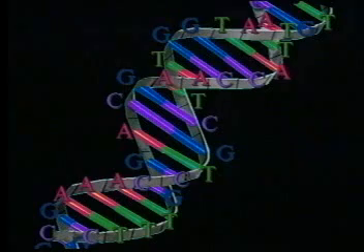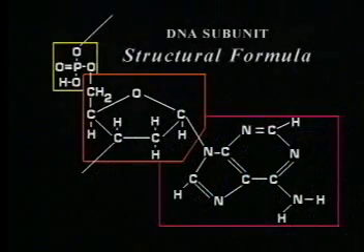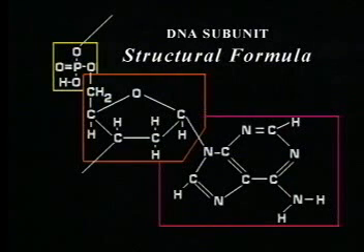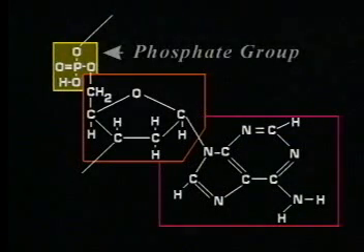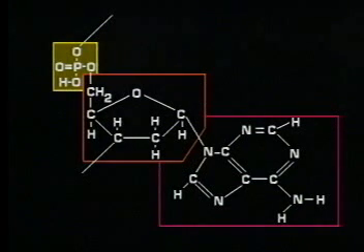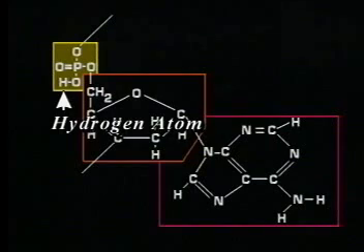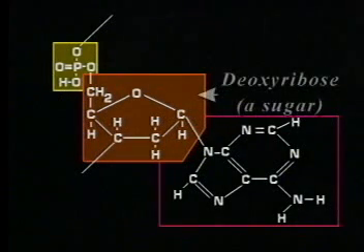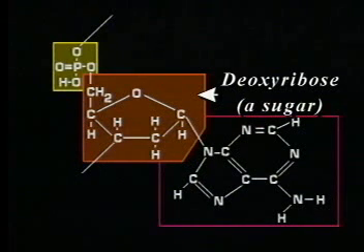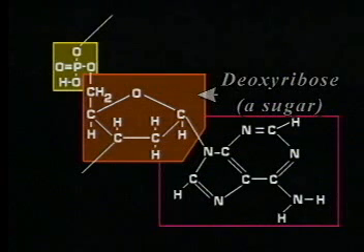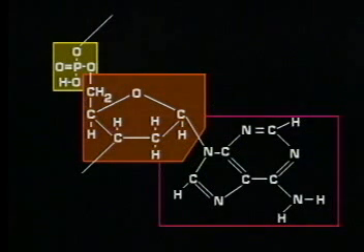To help visualize molecules, scientists use structural formulas like this one to show how their atoms are bonded together. For example, this structural formula shows that each DNA subunit contains a phosphate group composed of a single atom of the element phosphorus, P, bonded to 4 atoms of the element oxygen, O, plus a single hydrogen atom, H. Each DNA subunit also contains a sugar group called deoxyribose that is made from 5 carbon atoms, 1 oxygen atom, and several hydrogen atoms, all bonded together as shown here.